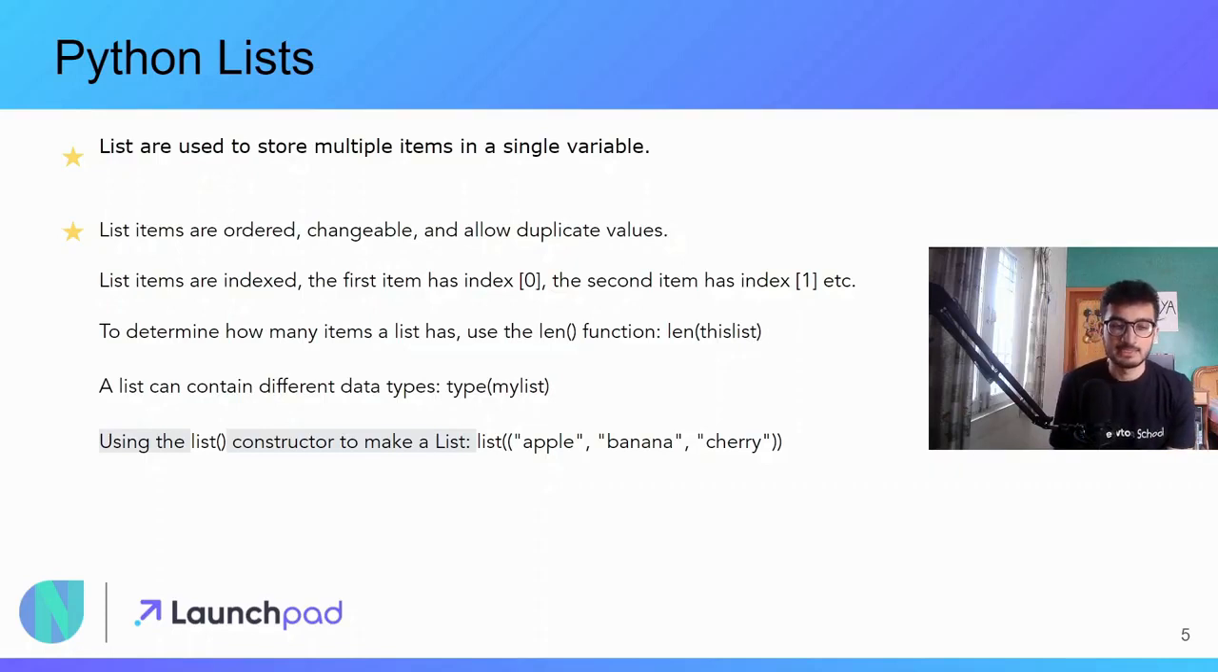Then they are changeable, that is, you can change these lists, you can remove some items, add a few new items, and they also allow duplicate values, so there could be duplicates inside this list. Then list items are indexed, as we have seen in a previous video when we were working with strings. These list items have indexes, 0, 1, and you can pass the value and access each element.